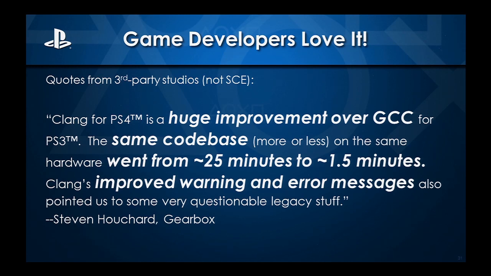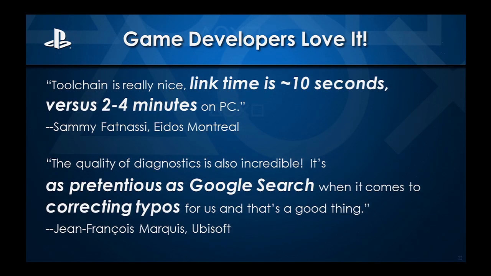These guys, Gearbox, compared to GCC, order of magnitude reduction in iteration time. Very impressive. Everybody likes the warning and error messages. Even using Visual Studio, you get the messages, you don't get the sparkly colorized highlighting, but everybody loves the extra diagnostics. Link time, hugely improved in this case compared to the Microsoft linker. I love this last quote: typo correction as pretentious as Google search. So they love us, yay.